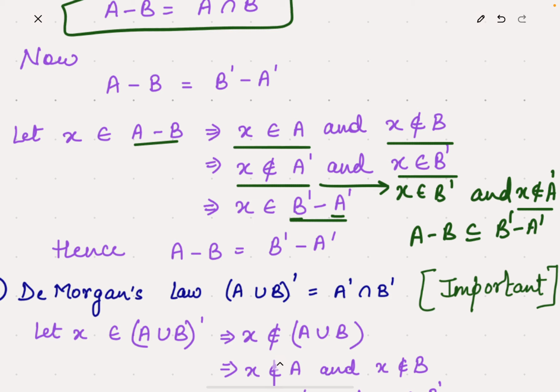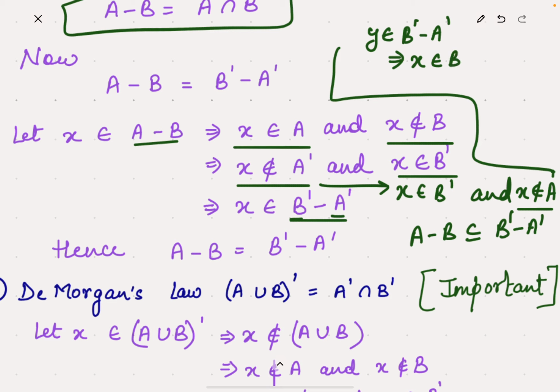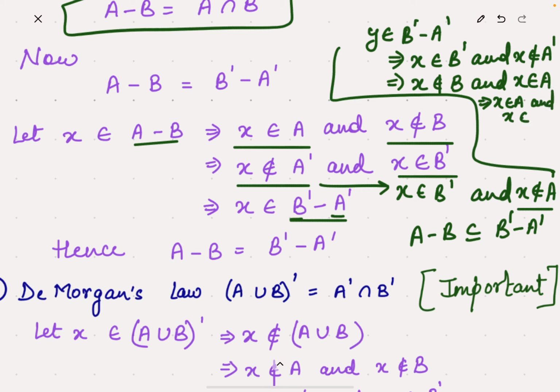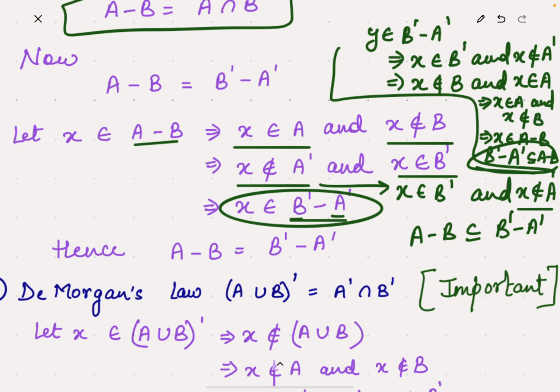In the same way, the second part will be: y belongs to B dash minus A dash, which can be written as x belongs to B dash and does not belong to A dash. Then just write it like x does not belong to B, and this implies if x does not belong to the complement of A, then it definitely belongs to A itself. So we can write x belongs to A and x does not belong to B. This is like x belongs to A minus B. So here we proved that B dash minus A dash is a subset of A minus B. So this equation and this equation prove that both are equal. So this is how we prove it.